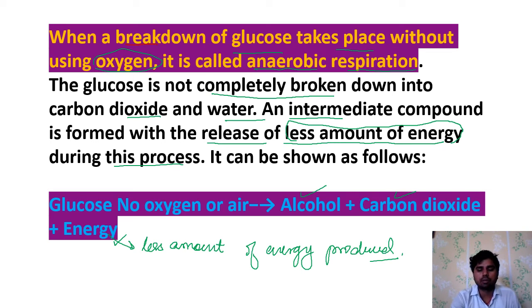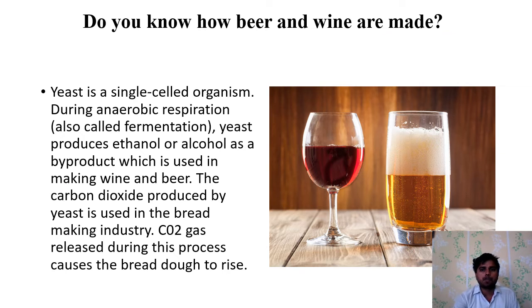Okay students. Now as we have seen in the equation also, there is formation of alcohol. So this process is also used to make beer and wine. Now let's see what the process is over here. Yeast is a single celled organism, and during anaerobic respiration, yeast produces ethanol or alcohol as a byproduct, which is used in making wine and beer.